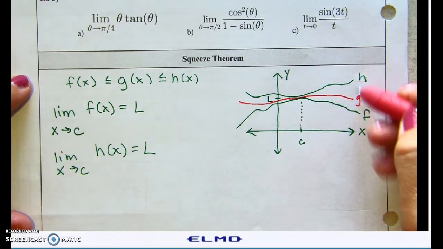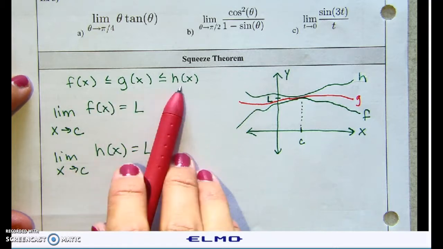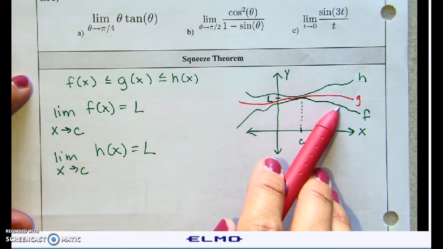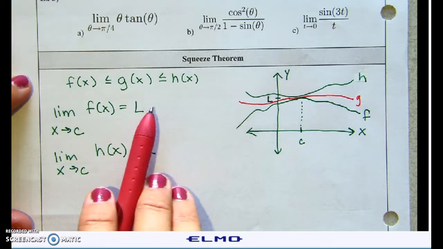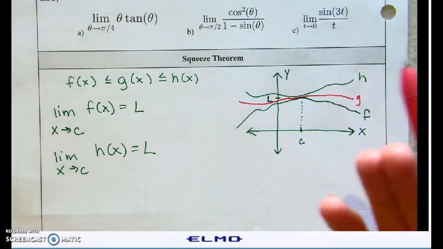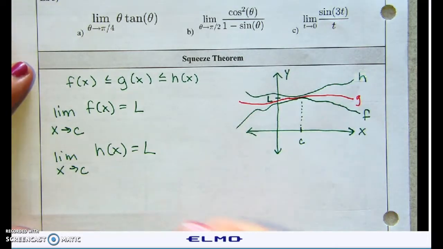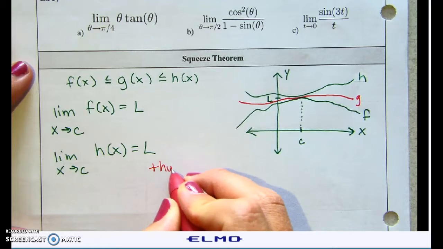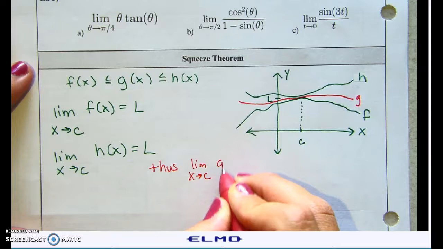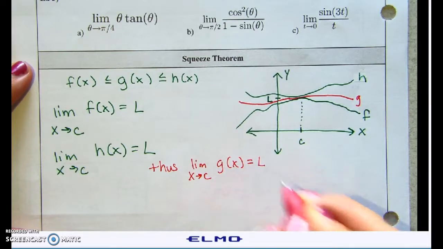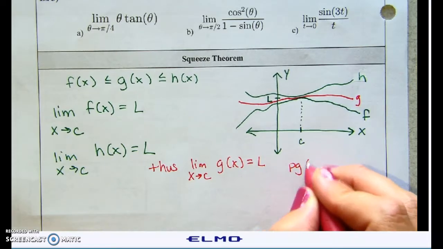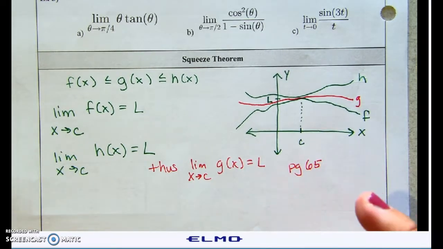Do you agree that this picture matches this sentence? H of x is greater than G of x is greater than F of x. And if the limit of F is L and the limit of H is L, lo and behold, what does that conclude? Thus, what does the limit of G have to be? The limit of G must equal L also, so it's squeezed together. This is on page 65 of your textbook, and you can look at an example.